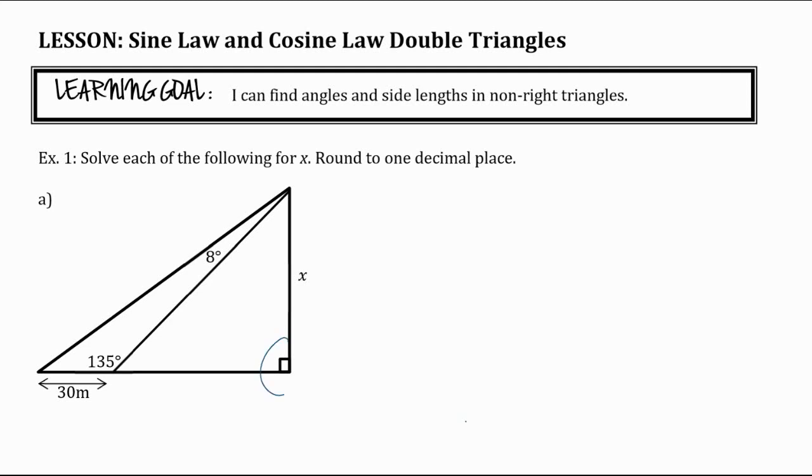And now we are looking at some double triangle questions that involve non-right triangles. Now they'll have right triangles as well, as you can see this one does. And this is similar to what we did earlier in the unit where we did double triangles but with right triangles only. Okay, this time we have non-right triangles involved as well.